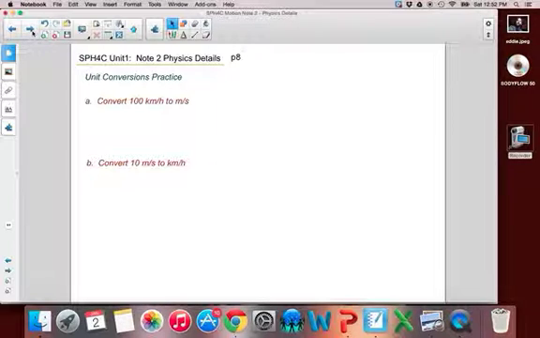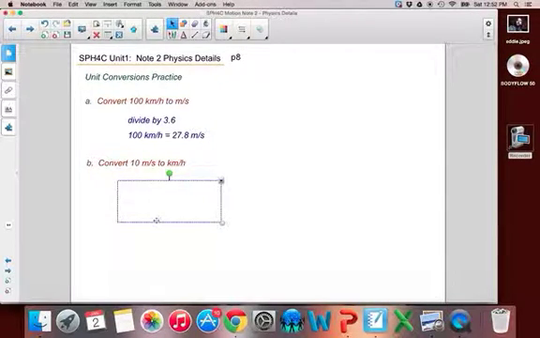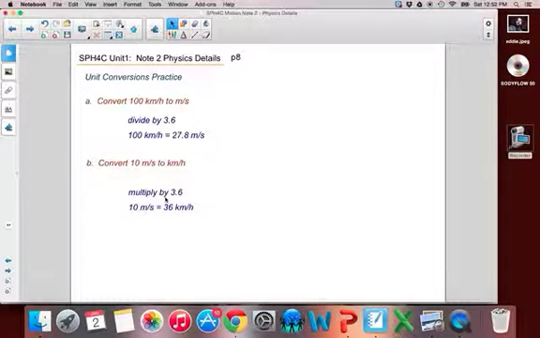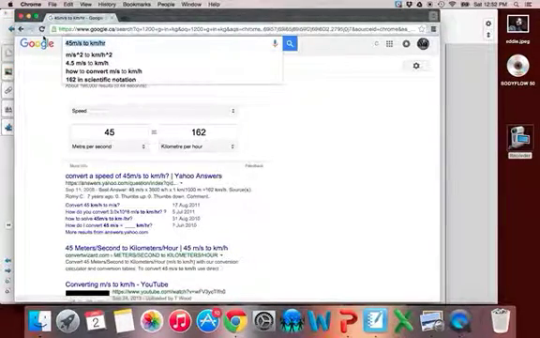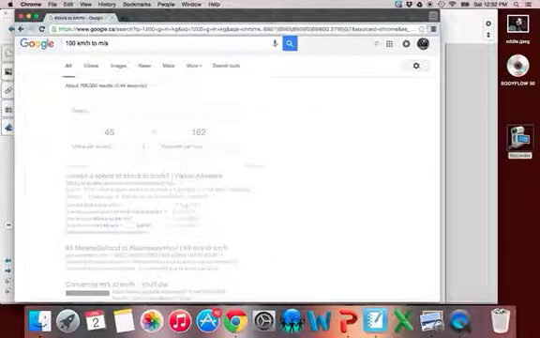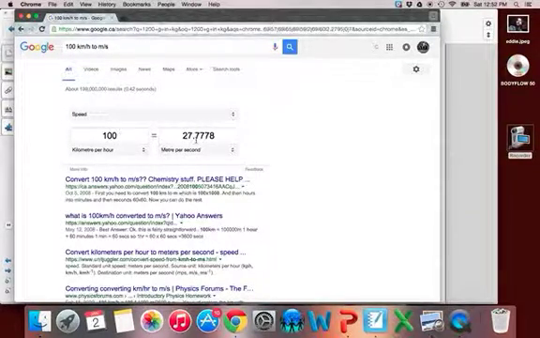Okay, so a couple unit conversion practice there. We can try those out. Divide by 3.6. So when you're going from kilometers per hour to meters per second, divide by 3.6. So 100 kilometers per hour is 27.8. And this one I'm going to multiply because I'm going from meters per second to kilometers per hour, multiply by 3.6. So again, if you wanted to, you could just stick that into the Google Converter and it would do it for you, right? So 100 kilometers per hour to meters per second is 27.8.